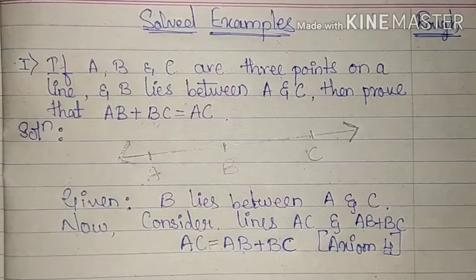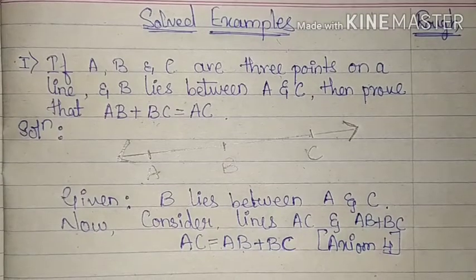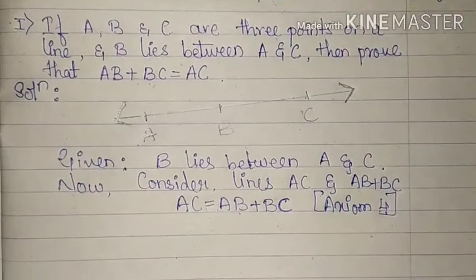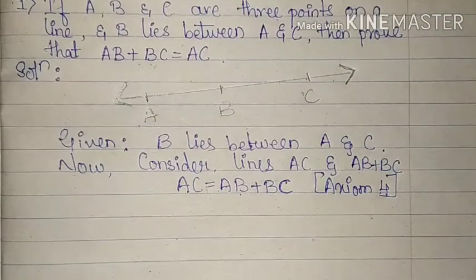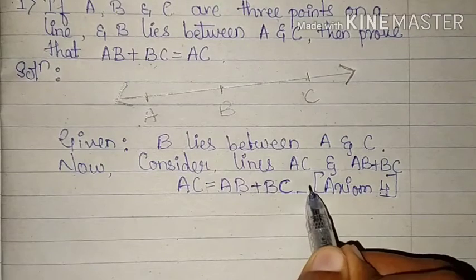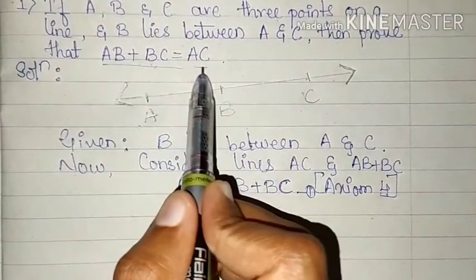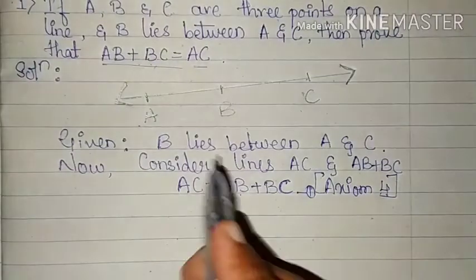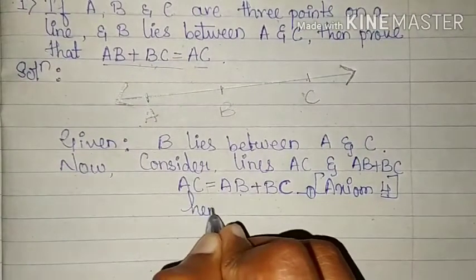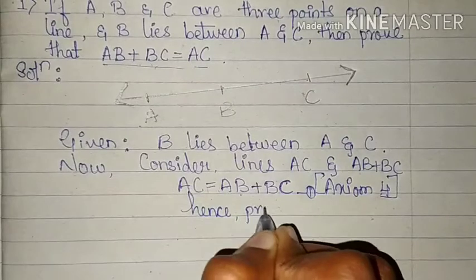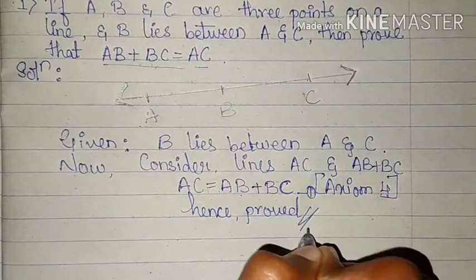The fourth axiom states that when things coincide with one another, they are equal to one another. So AC is equal to AB plus BC. This is the proof. What we have to prove here is AB plus BC is equal to AC, right? We have to prove that. So it is proved. Hence proved. This is the solution.